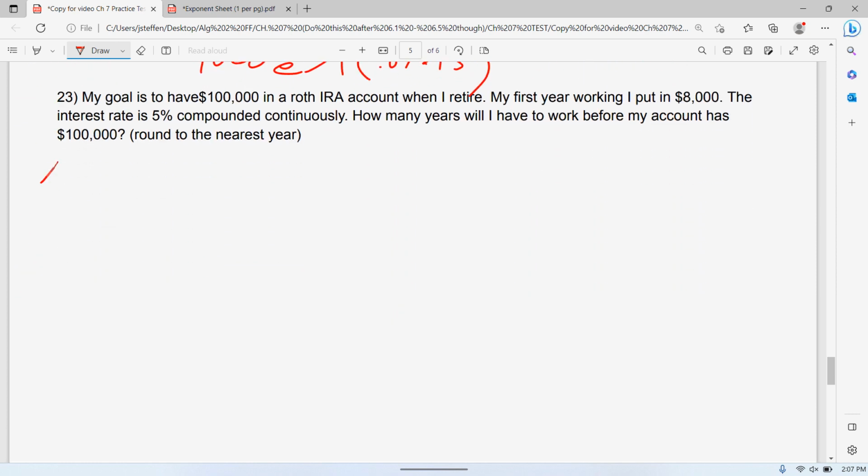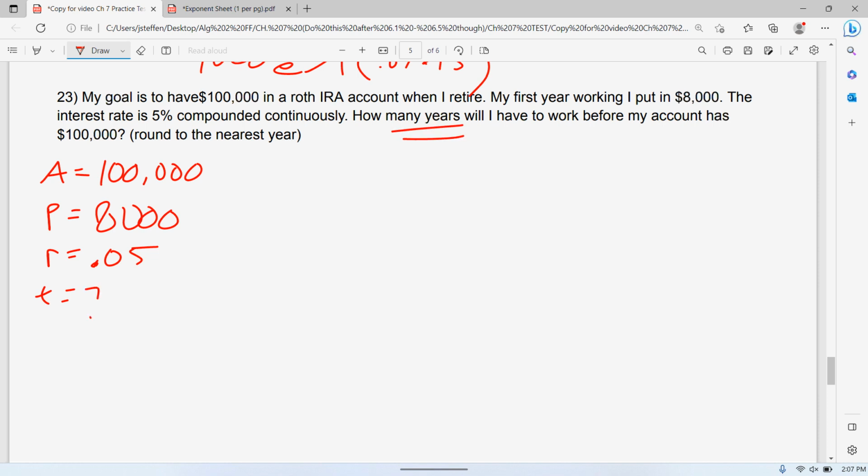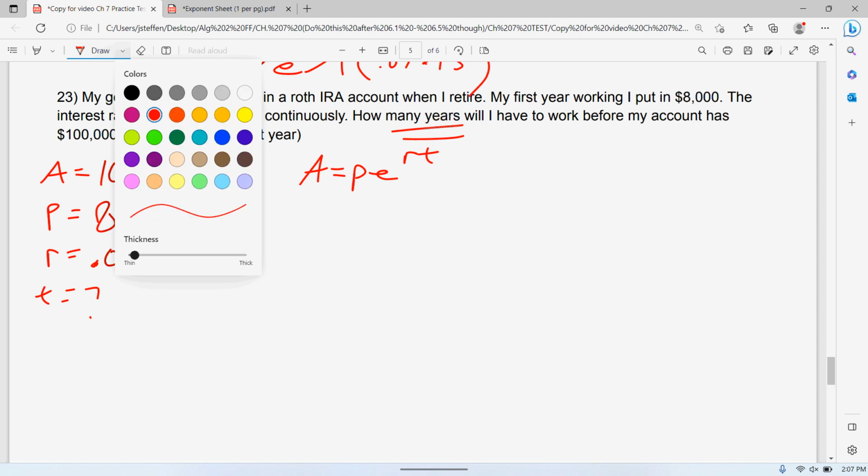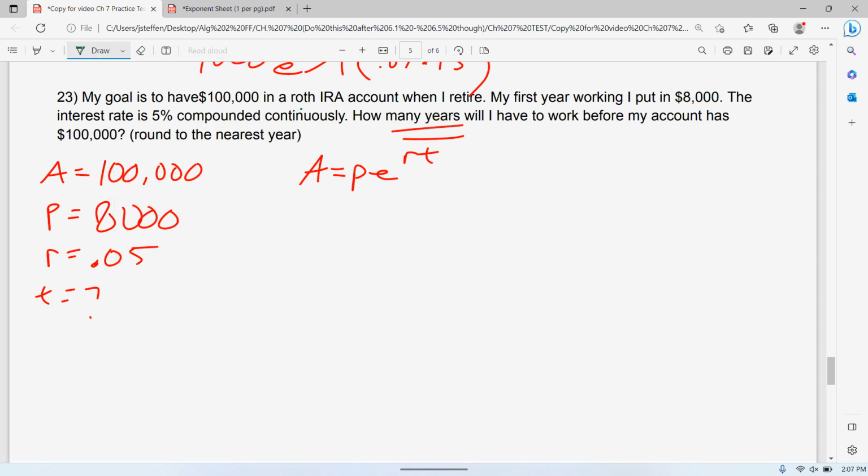Next one, again, I always start by putting my variables over here. My goal is $100,000 in my Roth IRA. So 100,000 is your final amount. That's what you want. I put $8,000 into the bank at 5%, so 0.05. The years are what we're looking for. So we set up the equation, and A is equal to P e raised to the RT. 100,000 is equal to 8,000, which is the beginning amount, times E raised to the 0.05 T.